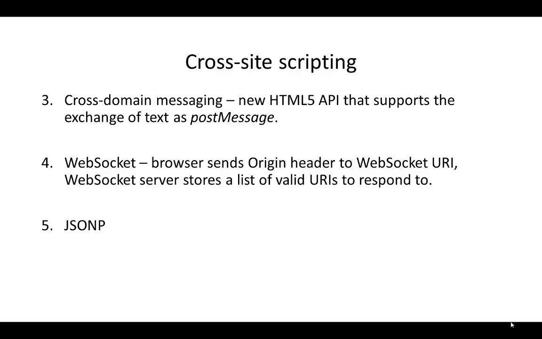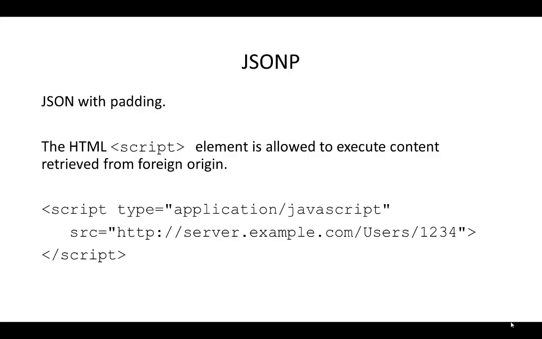We're more interested in JSON-P. So I'll just do JSON-P and then we're done. So what's JSON-P? JSON-P is JSON with padding. Script elements are different from data elements in that script elements are allowed to execute content retrieved from a foreign origin, because you want to grab programs from elsewhere on the web. So scripts allow cross-domain exchange of scripts, but not data, basically.